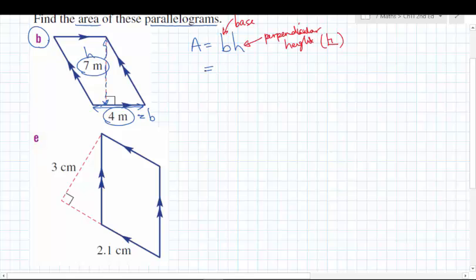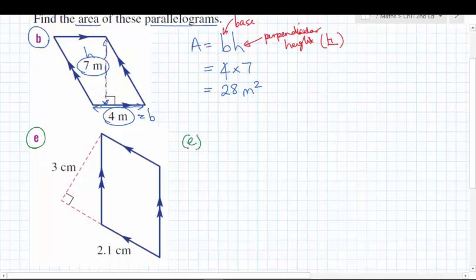So all we do is we think, okay, our base is 4 times our perpendicular height, which is 7, and so I work out 4 times 7 is 28. I think about my units. Meters times meters will give me meters squared as my units. Right. Let's have a look at E.